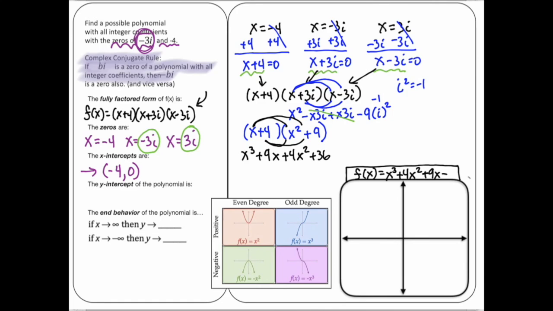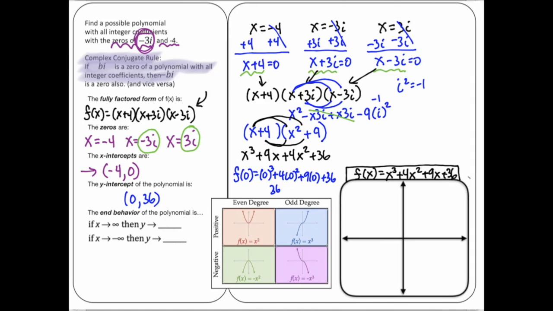And now we're going to run it through the system, if you will. That means that we're going to plug in 0 to get the y-intercept. So again, I like to show all process in instruction, most of it. And that's going to leave me with a 36. So the y-intercept is 0, 36.